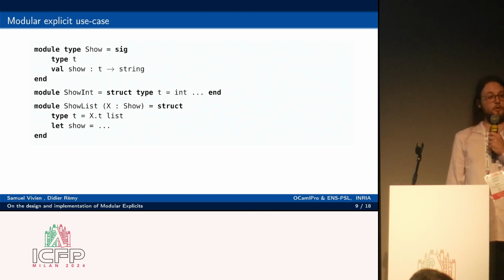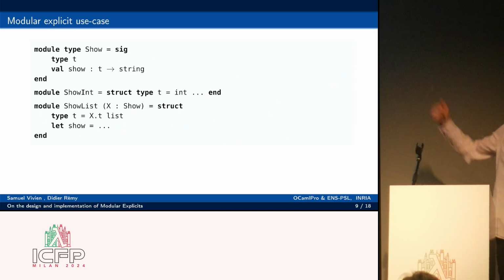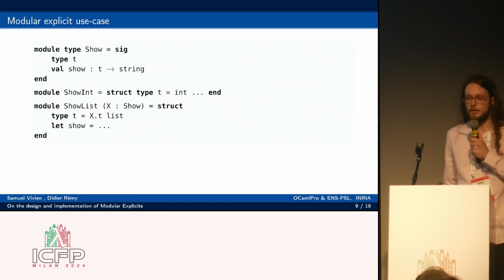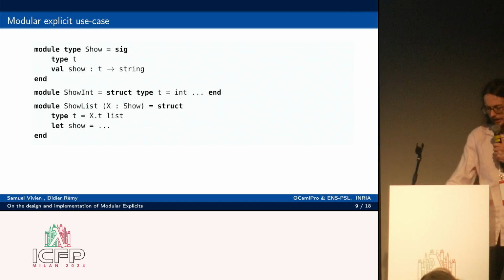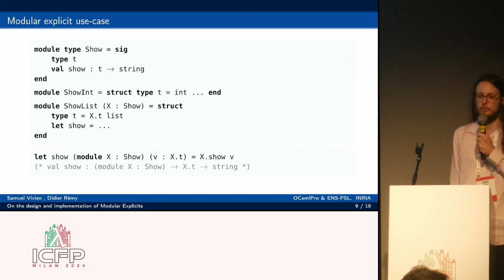A small example of a use case: I have a module type Show, which is the same thing as the type class Show in Haskell. So we have a type T and the show function that converts our type T to a string. And I have two modules, ShowInt and ShowList, that define show for the corresponding types. And I can just write a small function show that takes a module x and a value of the corresponding type defined in x and just converts it to a string.